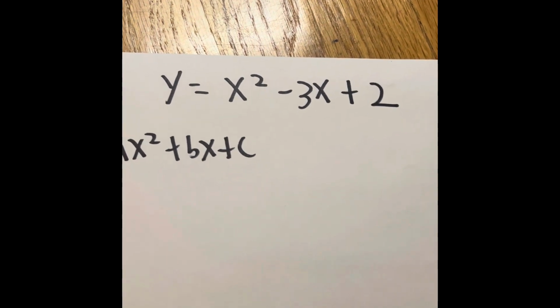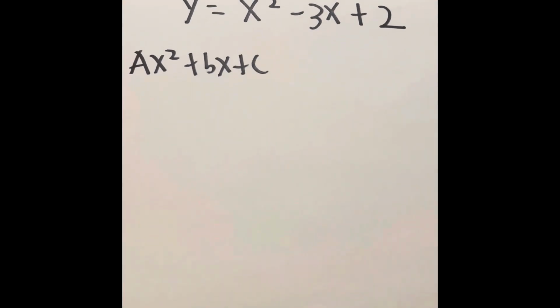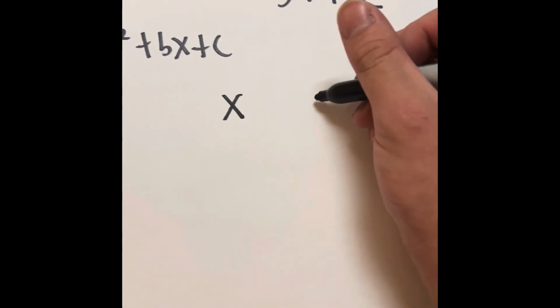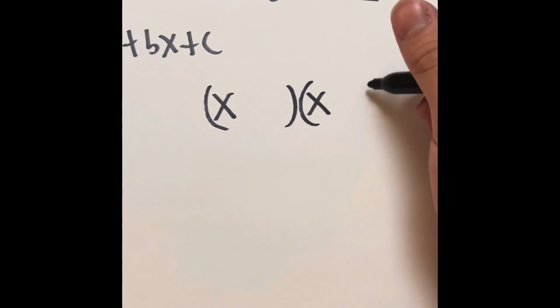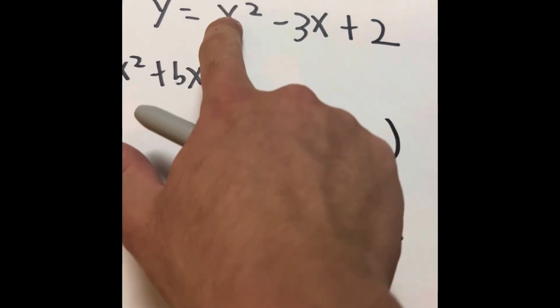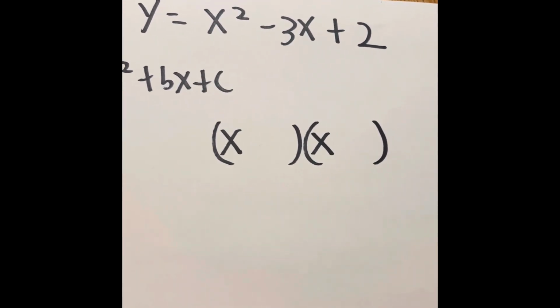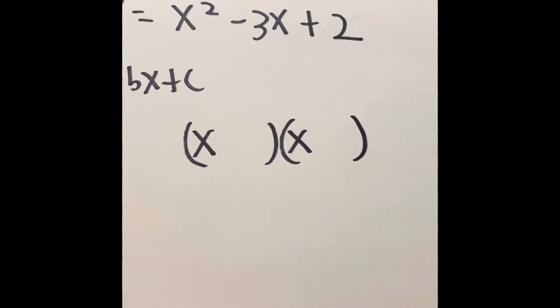So what we have to do is find the x-intercepts if it was graphed on a graph. Here are 2 things. We have to do x and x, but we both have to have 2 things in the parentheses. X times x is x squared. But the problem is, how are we going to do negative 3x plus 2? Well, here's a little trick.